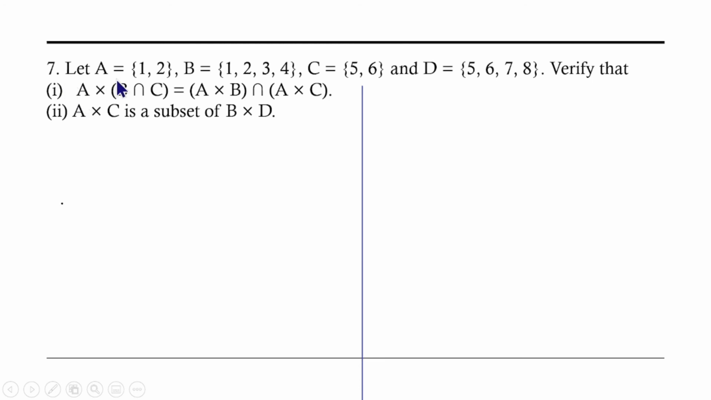Next question: let A is equal to {1, 2}, B is equal to {1, 2, 3, 4}, C is equal to {5, 6}, D is equal to {5, 6, 7, 8}. Verify that A cross (B intersection C) is equal to (A cross B) intersection (A cross C). Second subdivision, A cross C is a subset of B cross D. We'll do the first subdivision, taking the left hand side first. So first let us find B intersection C. Here we can see no elements are common, so B intersection C is the null set.